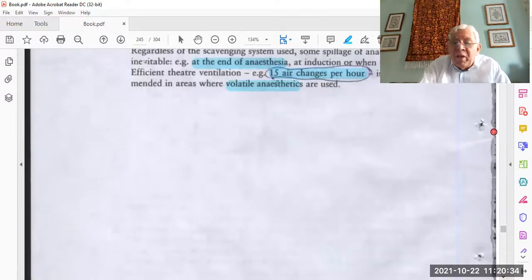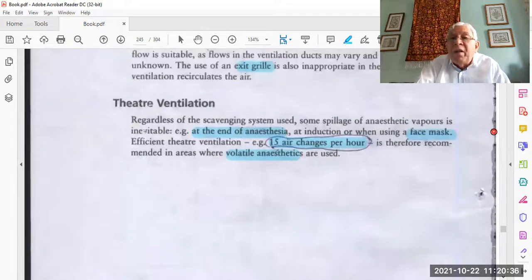The theater ventilation is very important. I must ventilate the theater 15 times per hour, as we can see from this figure, to assure that all the exhausts are being released.